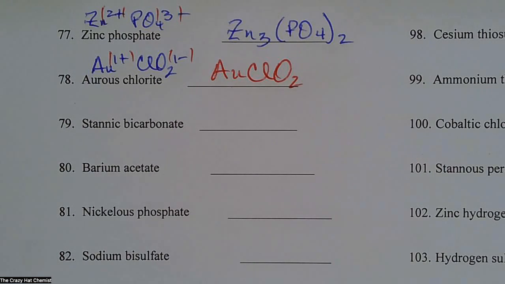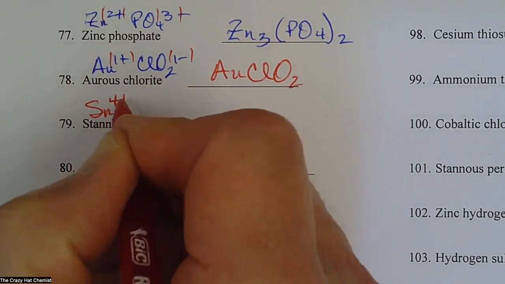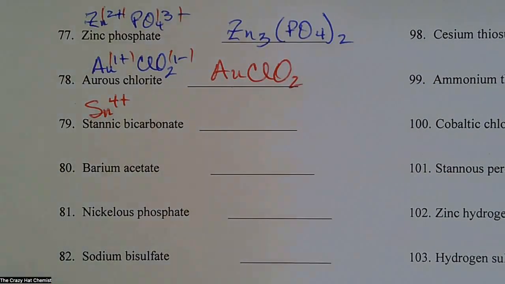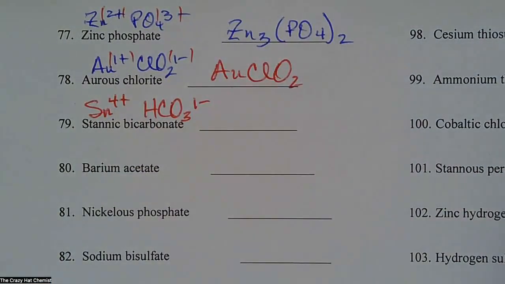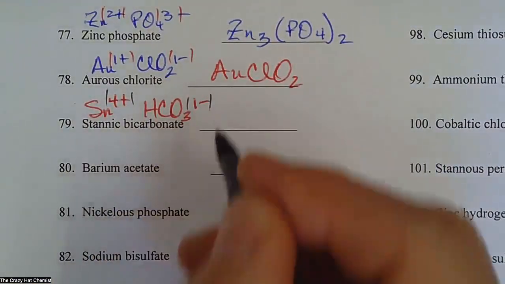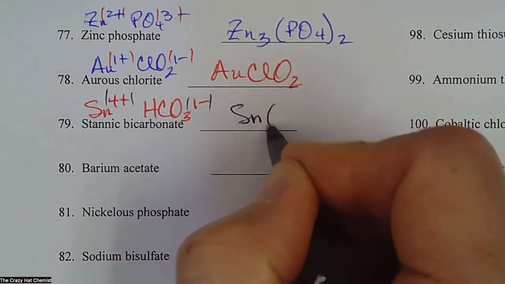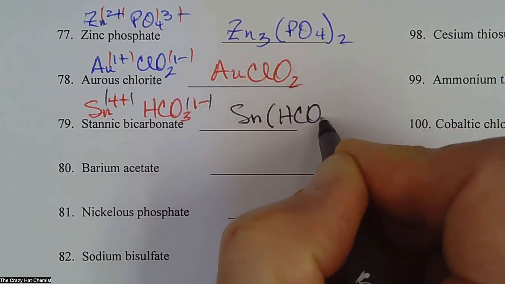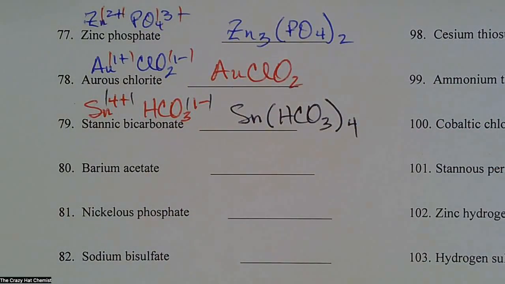All right. The next one here is stannic, that's Sn4 plus, and bicarbonate, that's HCO3 1 minus. So I'm going to take the absolute value of these two numbers, flip the numbers, and bring it down. That's Sn, parentheses, HCO3, parentheses, and a 4. So that's stannic bicarbonate.